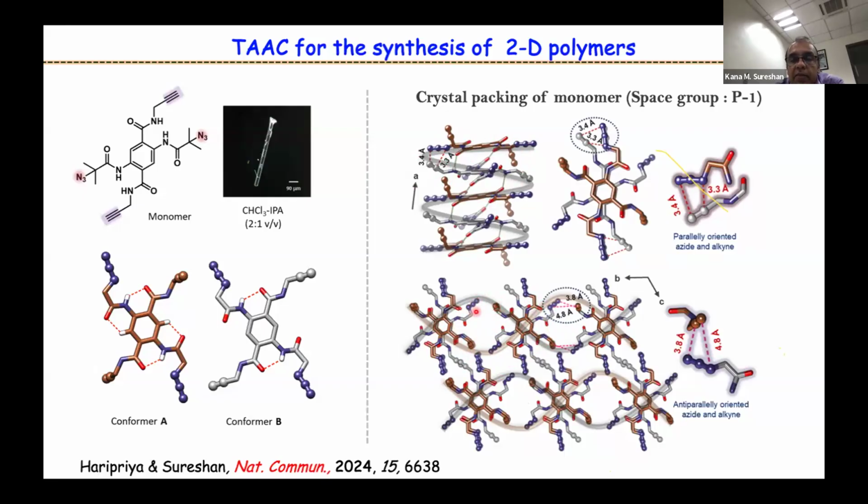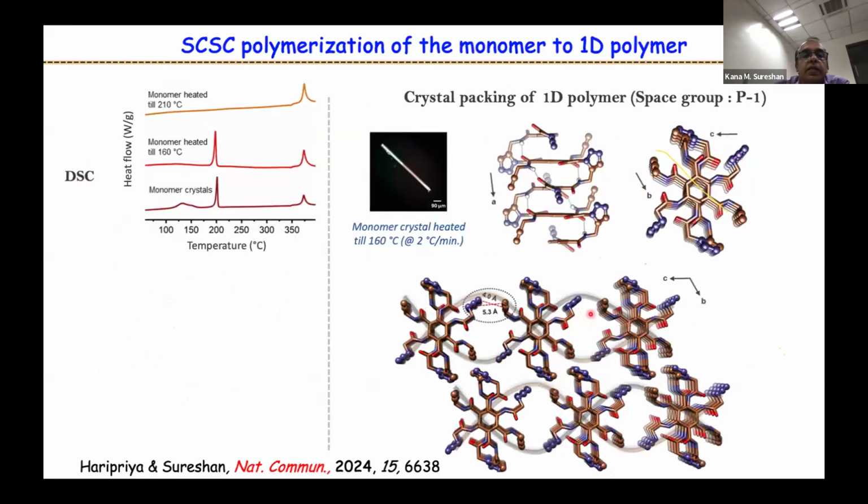They can react like this one. So that means it can react behind the screen and also along this direction. So you are going to get a 2D polymer if that reacts. Yeah, this reacts in a very sequential fashion.